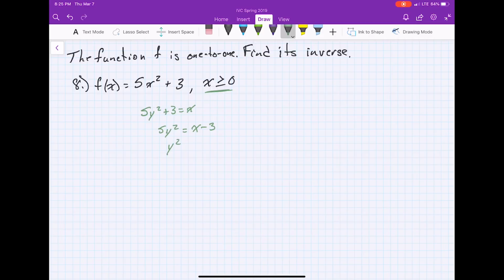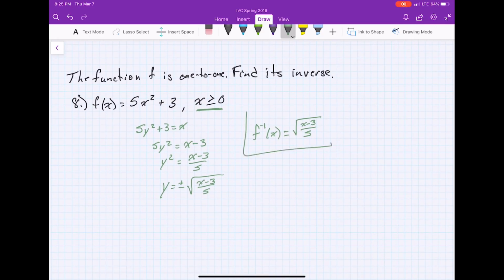And then I'm going to divide both sides by 5. So then I'll have x minus 3 divided by 5. And then that means I'm going to have y equals plus or minus the square root of x minus 3 over 5. However, in the beginning, we said that this x has to be greater than or equal to 0. So we are only going to use the positive part of this. So the inverse function of x is equal to the square root of x minus 3 over 5. The positive version of this, not the negative.